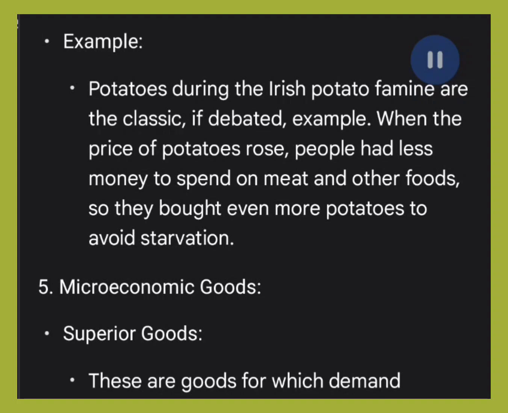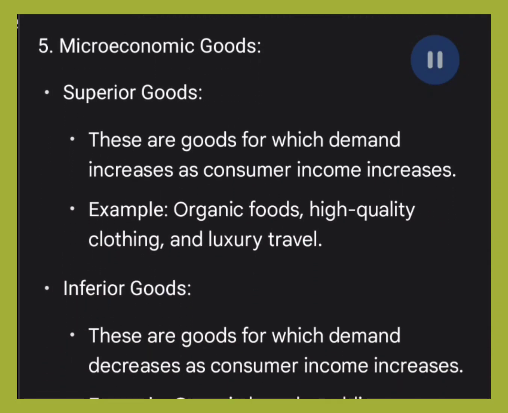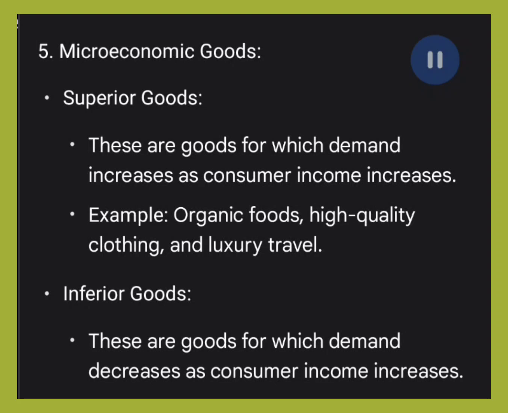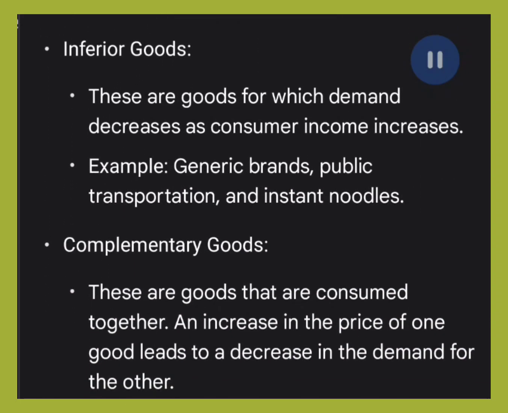5. Microeconomic goods. Superior goods. These are goods for which demand increases as consumer income increases. Example: organic foods, high-quality clothing, and luxury travel. Inferior goods. These are goods for which demand decreases as consumer income increases. Example: generic brands, public transportation, and instant noodles.